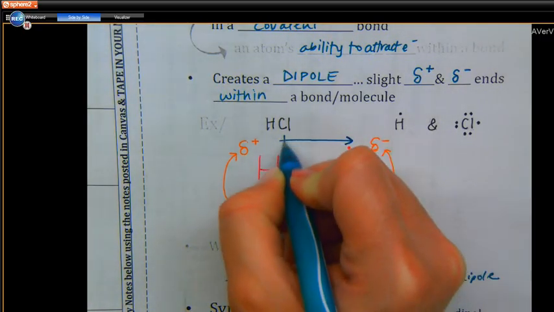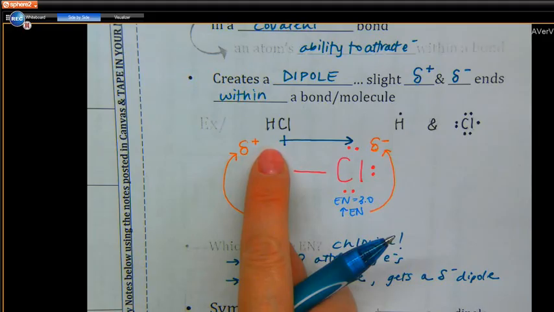If it's between 0.4 and 2, it is polar covalent. And if it is 2 or greater, it is ionic.